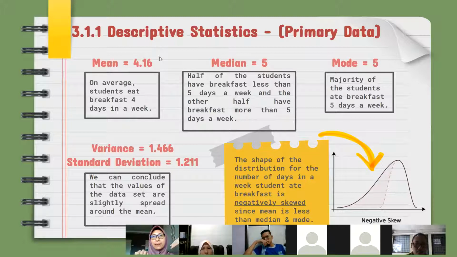Kini all of this sample yang I tunjukkan, bukan dia dapat 100%. Tak. Some of them dapat 75% je. I think it's good dapat something-something because banyak tak complete. But I just like to show you that it's fine not to be perfect as long as you've done something to the best of your knowledge.